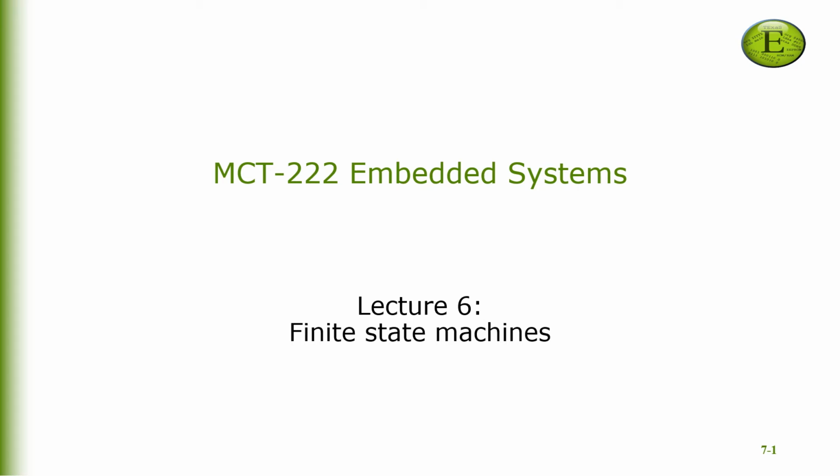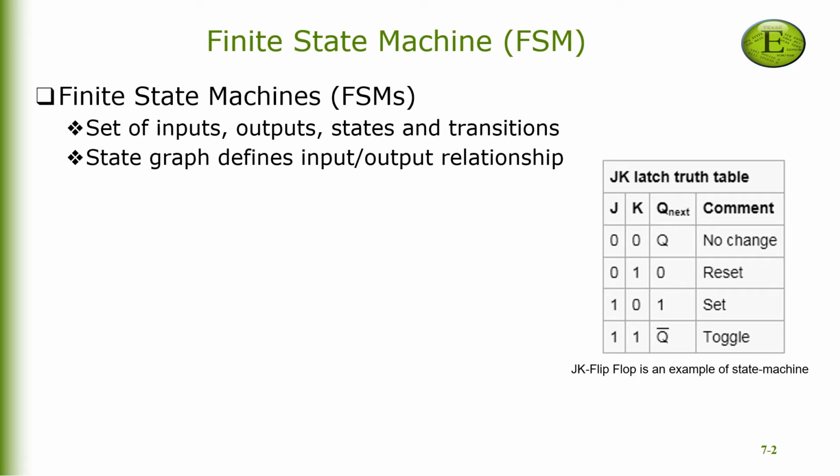Welcome to lecture 6 of Embedded Systems, in which we shall discuss finite state machines and their implementation in the ARM Cortex-M microcontroller systems. Finite state machines can be described by the set of inputs, outputs, states, and transitions. And all of that can be described in the form of a state graph defining the input-output relationship.